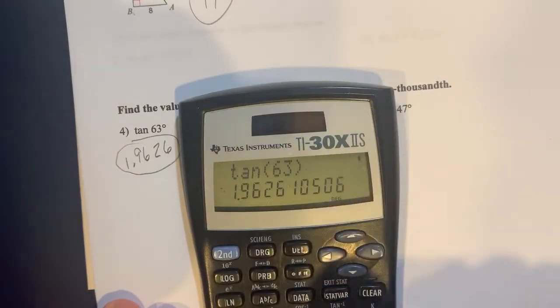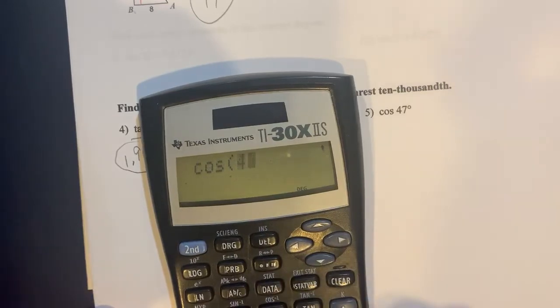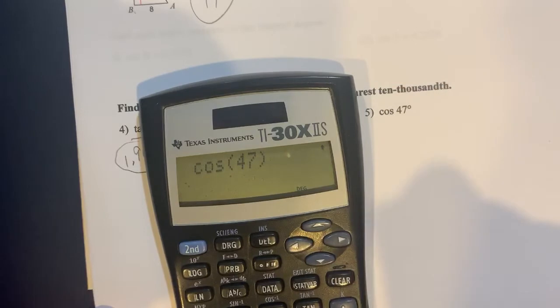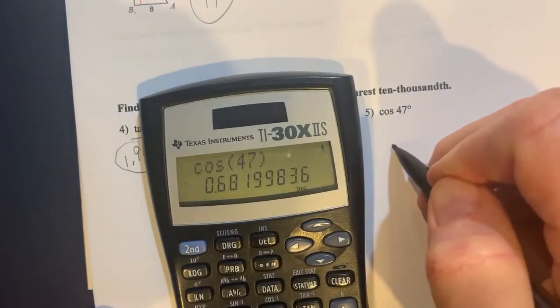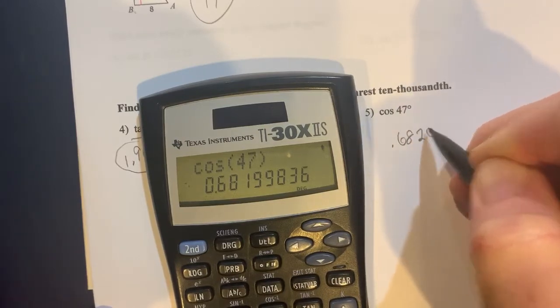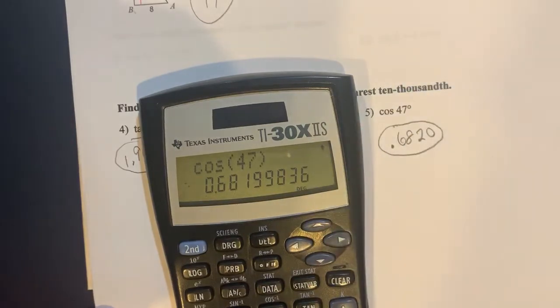And then let's do cosine. So let's go cosine of 47 degrees. Cosine 47. Hit enter, and that's going to give me 0.68. Well, that would be 0.19, so we're looking at 20, because I have to round to the nearest 10,000th, which is 4 decimal places. And that's all you have to do.